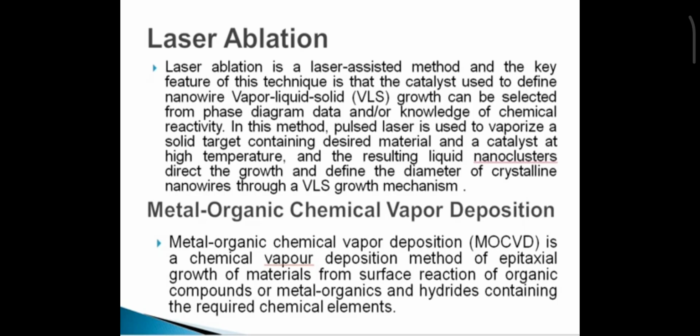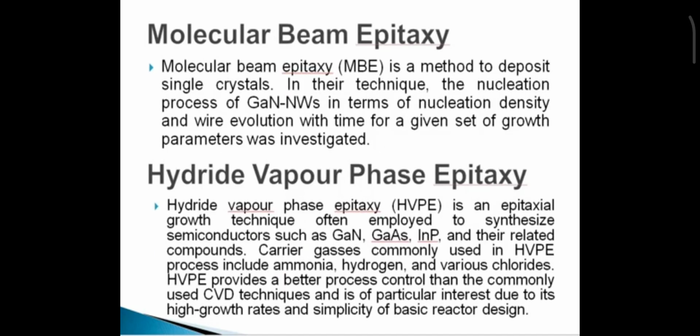Another method is metal organic chemical vapor deposition. It is a chemical vapor deposition method of epitaxial growth of material from surface reaction of organic compounds or metal organics and hydrides containing the required chemical elements. Another method is molecular beam epitaxy. Molecular beam epitaxy is a method to deposit single crystals. In this technique, the nucleation process of gallium nitride nanowires in terms of nucleation density and wire evolution with time for a given set of growth parameters were investigated.